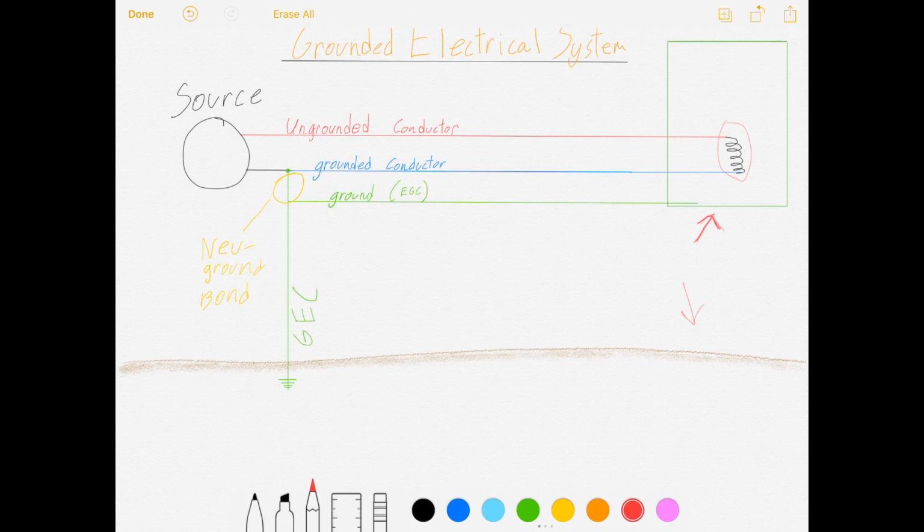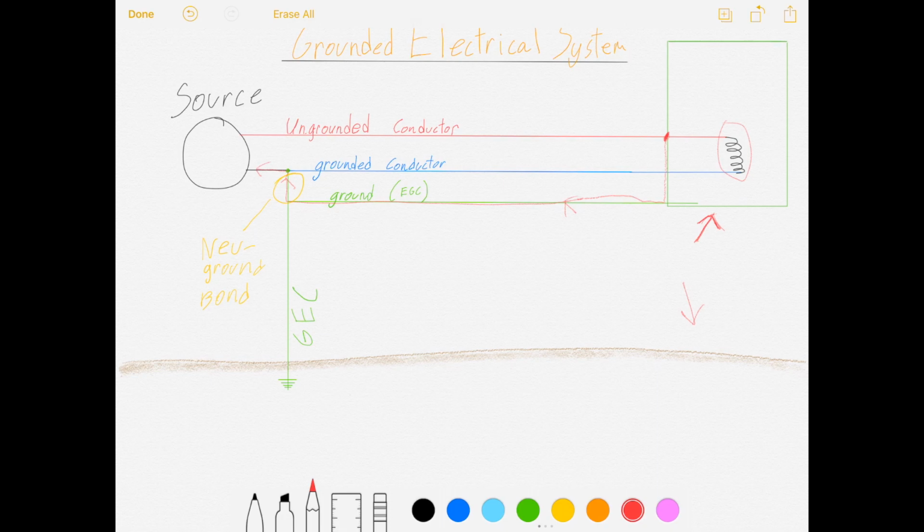And you can see how this works. If the ungrounded conductor were to have a fault, the wire gets cut or something, and it connects to this grounded enclosure, the current will flow through this wire and back along the EGC. And remember, current can never flow unless there's a way for it to get back to the source. But this can just go right along the EGC, up through this neutral to ground bond, and back to the source.